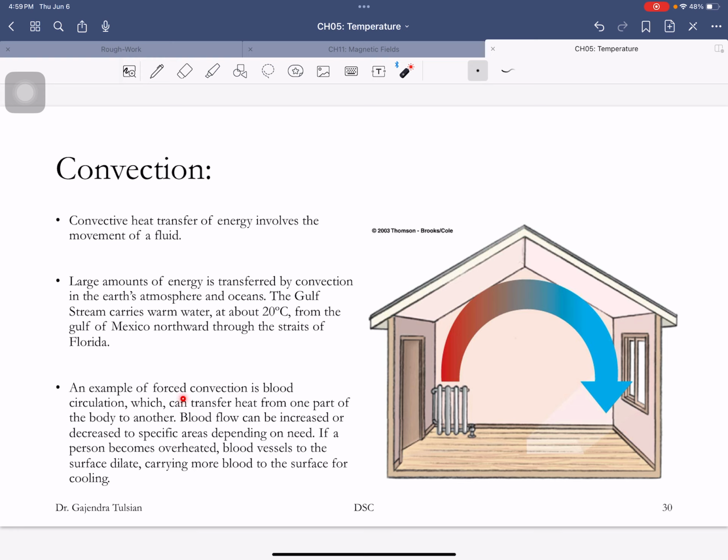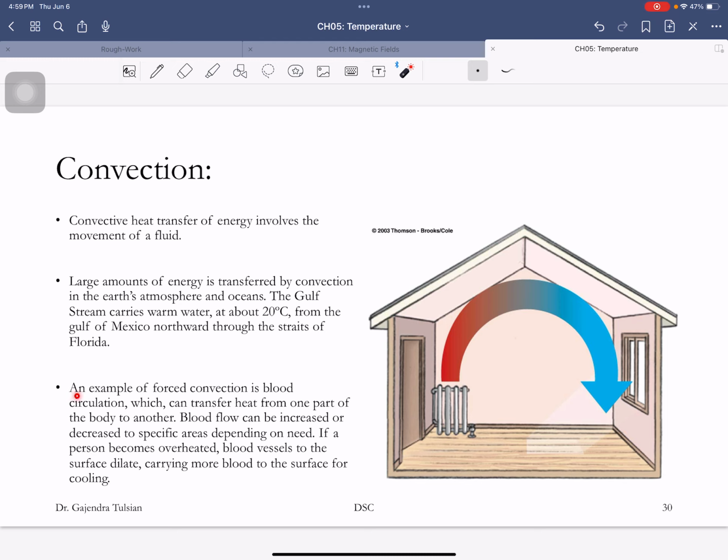Now, an example of forced convection. Convection, the heat transfer of energy, involves the movement of fluid. So you have to have some fluid carrying the energy. So that's how convective heat transfer happens.